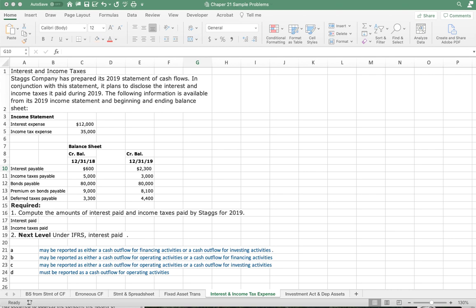We have the interest expense and the income tax expense from the income statement, and on the balance sheet we have balances for interest payable, income taxes payable, bonds payable, premium on bonds payable, and deferred taxes.